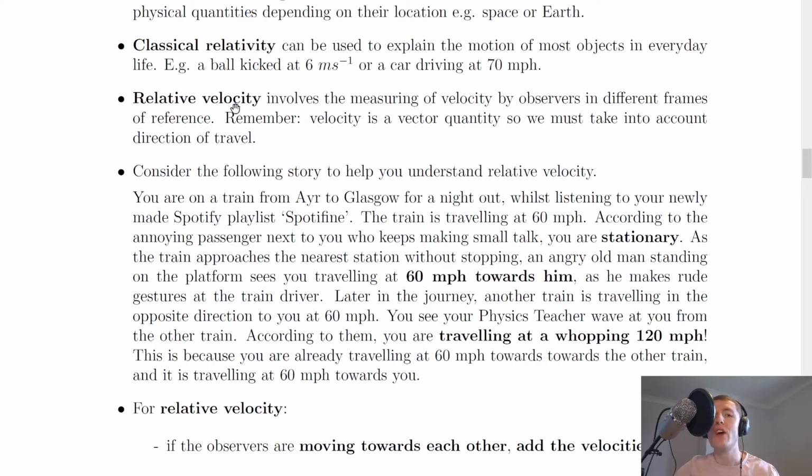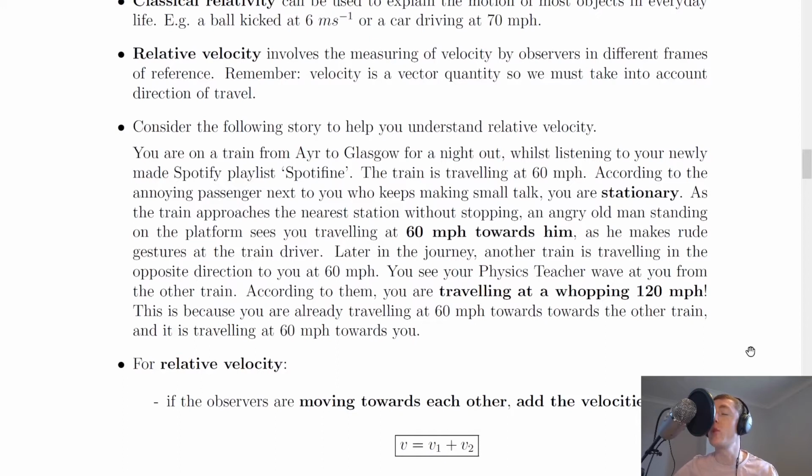It says here that relative velocity involves the measuring of velocity by observers in different frames of reference, so your different points of view. Remember, velocity is a vector quantity, so we must take into account the direction of travel. And just to help you visualise this a bit more, I'm going to show you an animation.